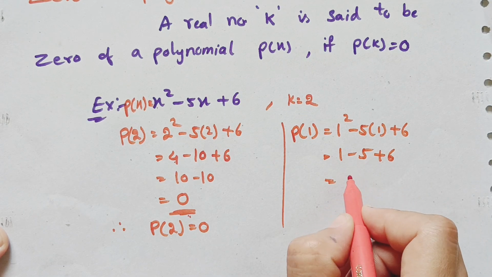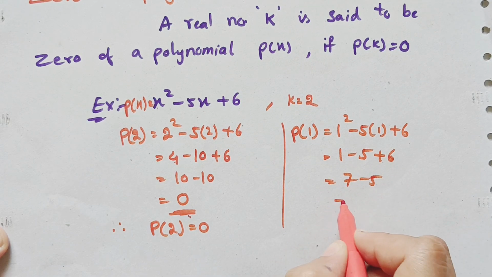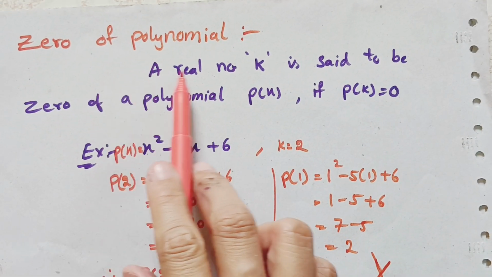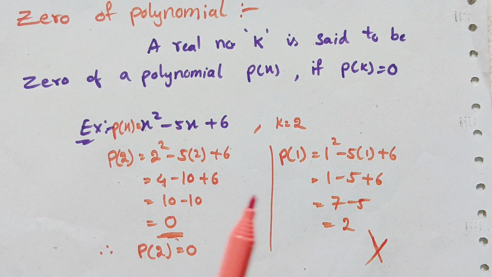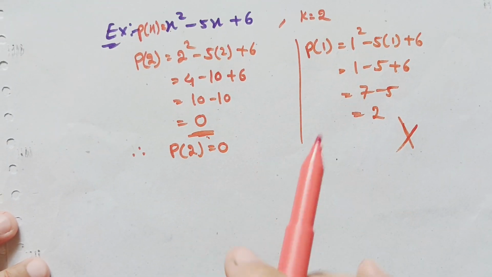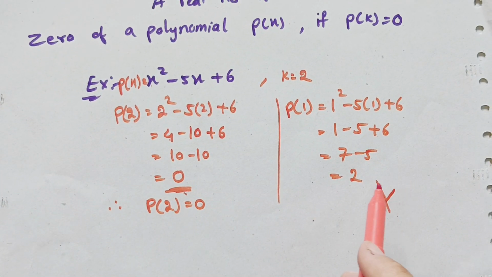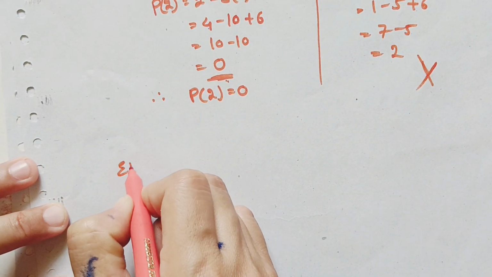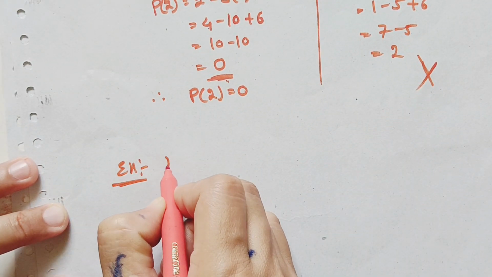So 1 plus 6 is 7, minus 5 which is 2. So we didn't get 0 as the result, so this is not a zero of the polynomial. Okay guys, now you got it clear. Whenever you get 0 as the result, then we call that number through which you got the 0 a zero of the polynomial.